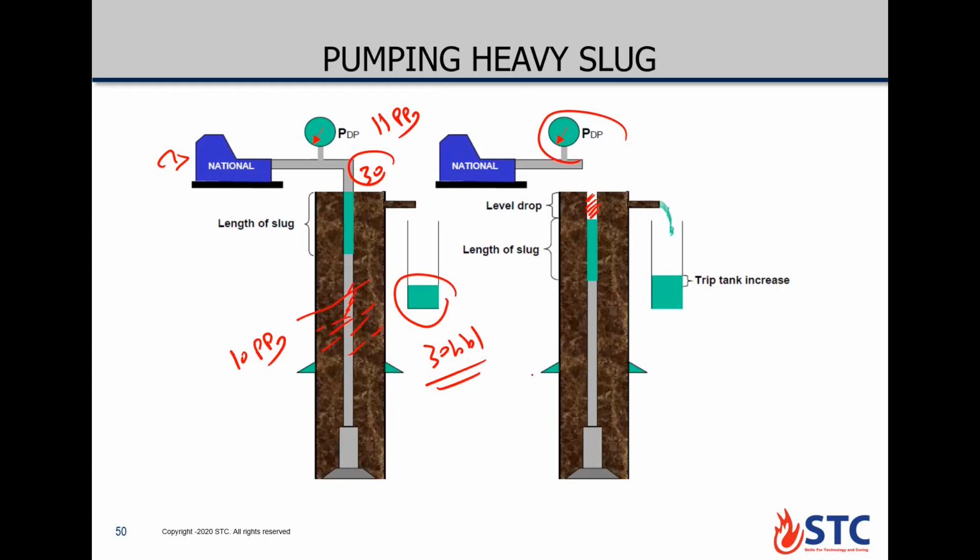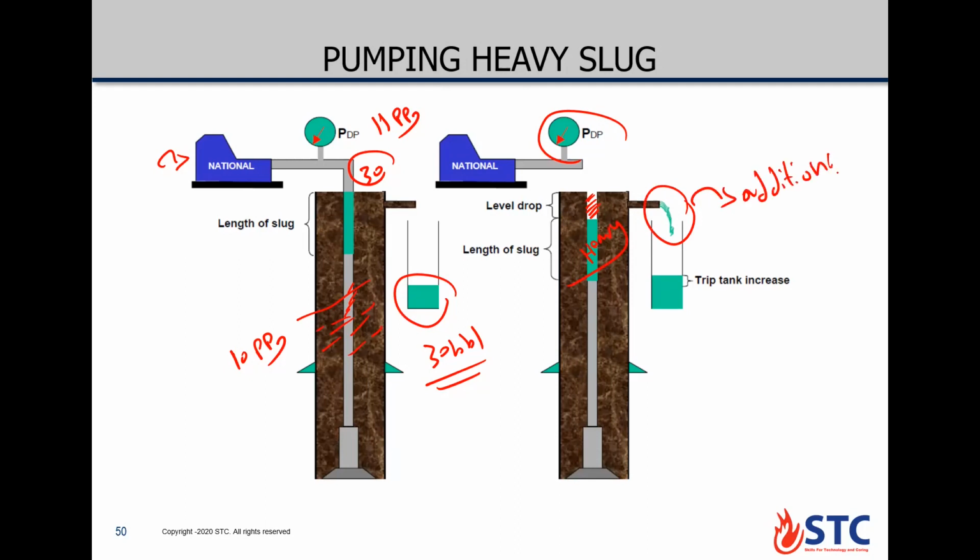So now, due to the high weight of the heavy slug, detubing effect will happen. Okay, this one is heavy, so detube effect will happen. So we have here additional increase in the trip tank.